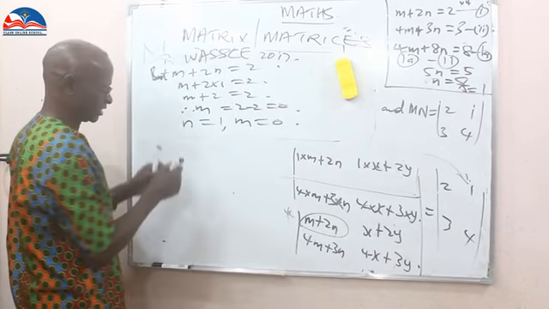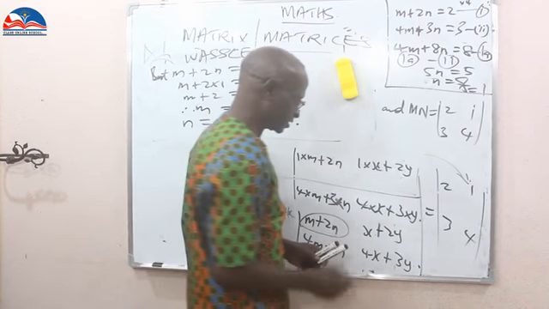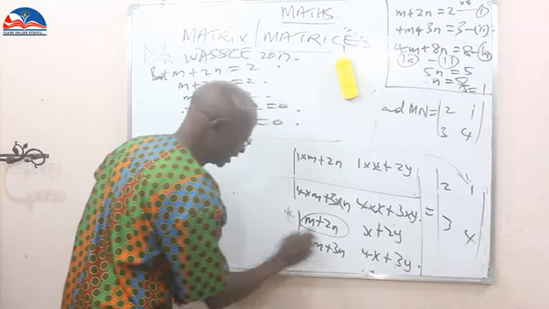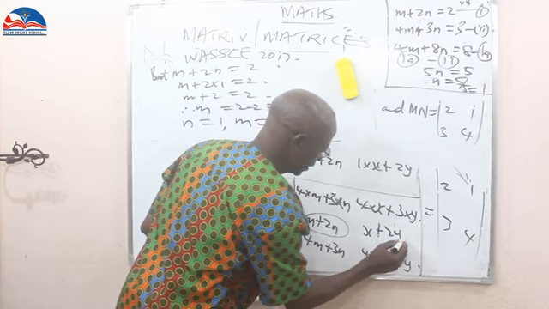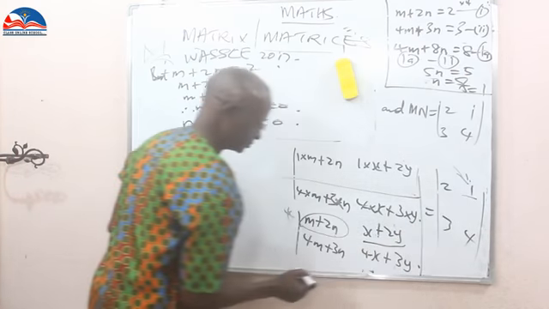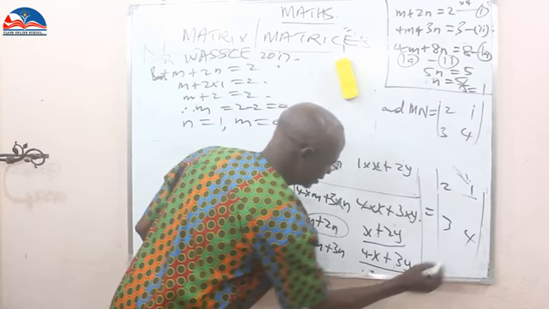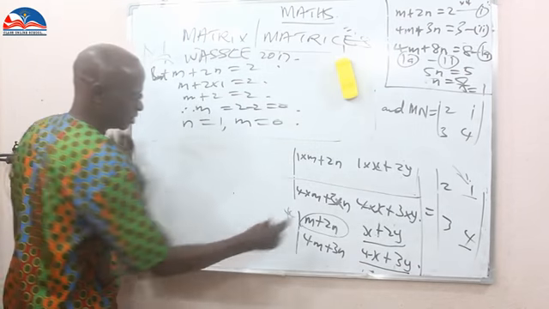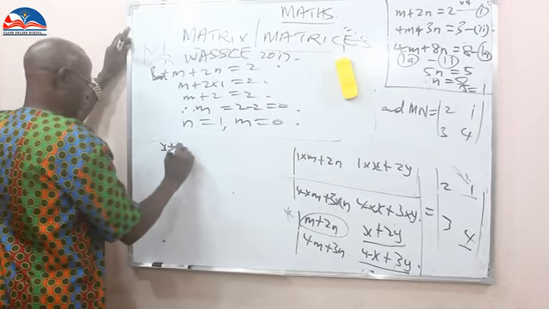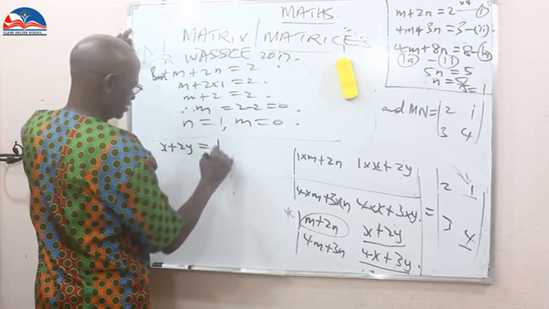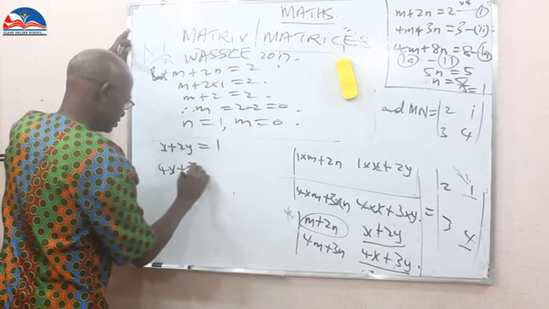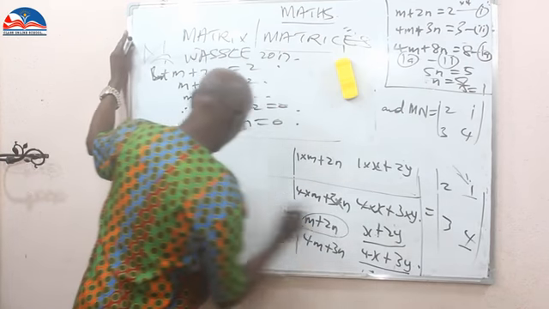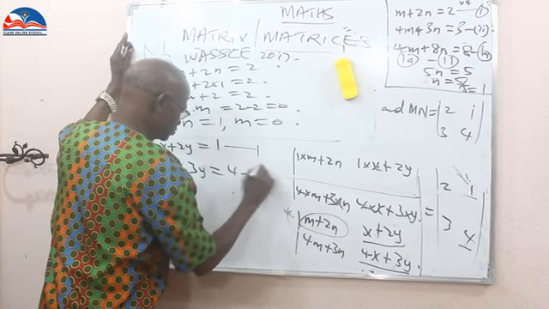I've dealt with this, I've written it. Now come back again. I'm going to get from this equation now: x plus 2y equals 1, and 4x plus 3y equals 4. So x plus 2y equals 1 and 4x plus 3y equals 4. Equation number 1, equation number 2.